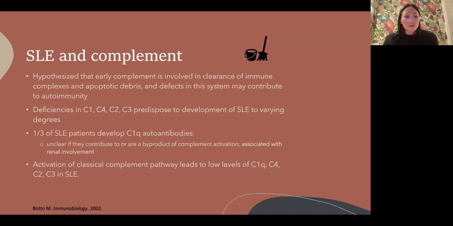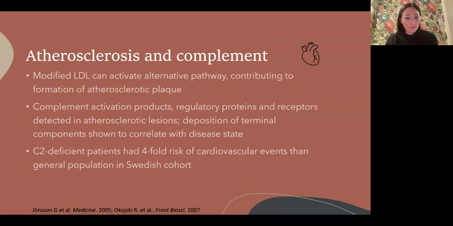And then, as you know, if someone has active lupus, you get overactivation of the complement cascade, and if you check labs, you'll find low C1q, C4, C2, and C3. And then thirdly, I wanted to talk about atherosclerosis and complement, which is interesting. So there's the thought that complement may regulate LDL and vascular injury, and activate the alternative pathway and lead to plaque formation. And in atherosclerotic plaques, they've found complement products inside that may correlate to disease state.